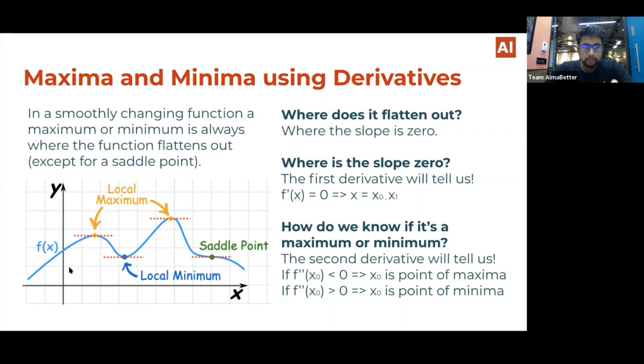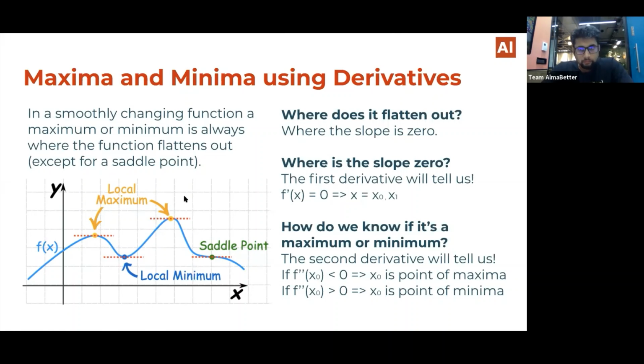If you notice in this curve, the maximums of these curves occur at points wherein it flattens out. It becomes almost parallel to the x-axis for some instant, for some amount of time or space. And this is true for minimums as well. Whenever a function attains its minimum value in some range, it flattens out, so it becomes parallel to the x-axis at that instant.